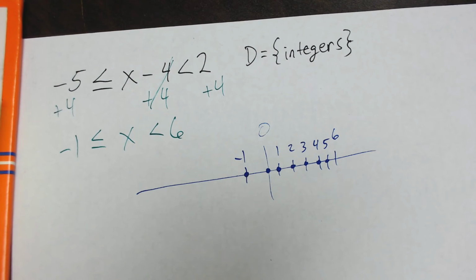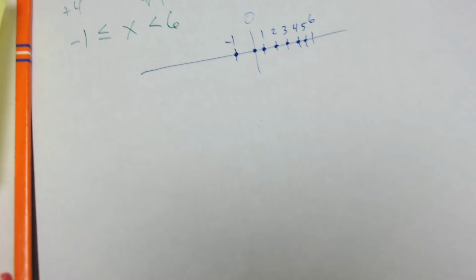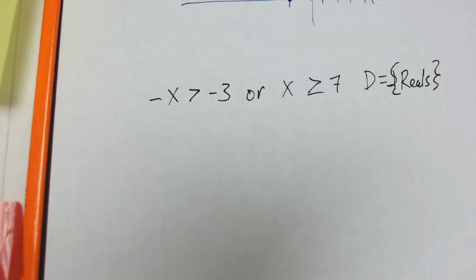Right here is fine. We'll do one more example because this is a review lesson. We're just adding one more element to these problems. So we'll do one more example and that'll be the end of this video. So here's our last example.